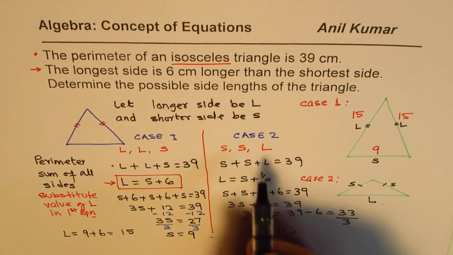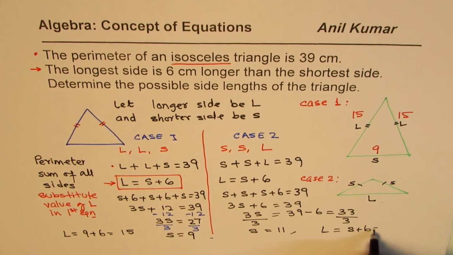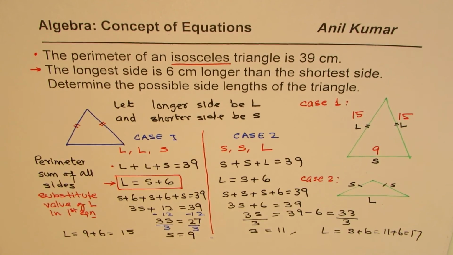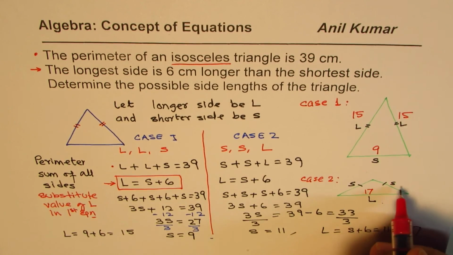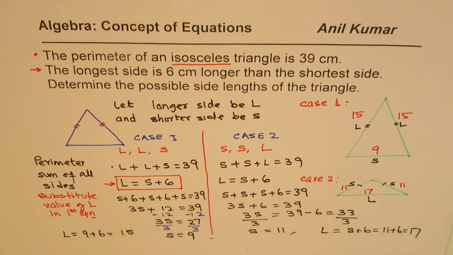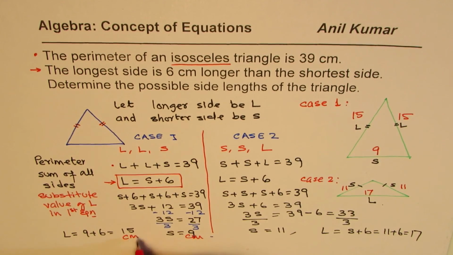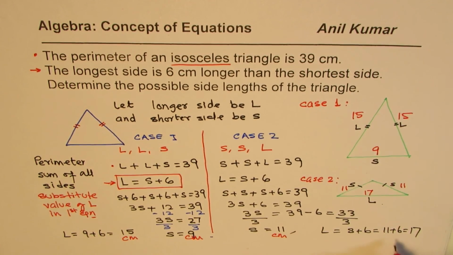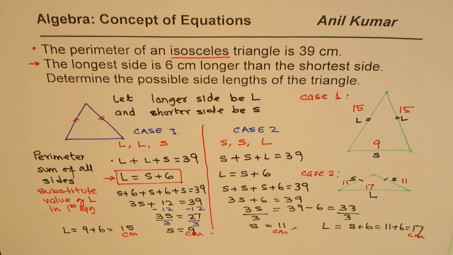If S is 11, what is L? L equals S plus 6, which is 11 plus 6, and 17 is the answer. So in this case, we get the longer side as 17 and the shorter ones as 11 each. Do you see that? And all the units are in centimeters. It's very important to write down the units in your answer. Is it okay? So that is our answer.